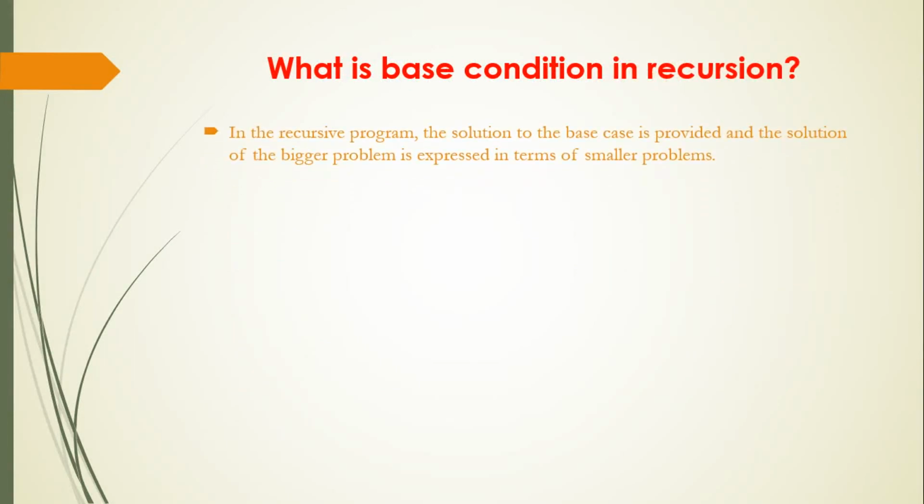In a recursive program, the solution to the base case is provided and the solution of the bigger problem is expressed in terms of a smaller problem. For example, int fact(int n) { if (n <= 1) that is the base case, return 1; else return n * fact(n - 1); }. So what happens in this program?